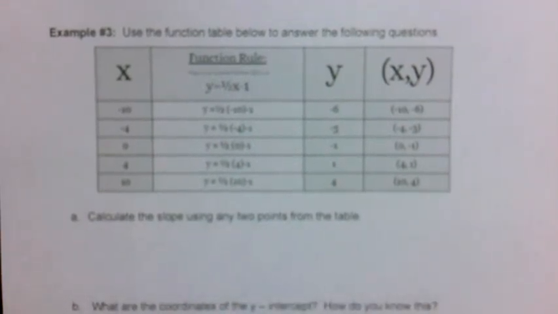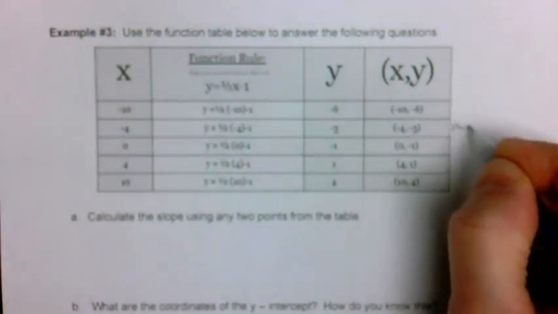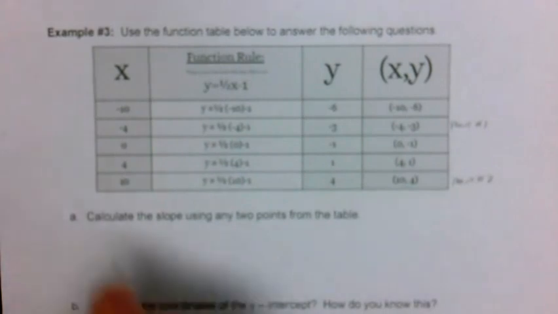Letter A says calculate the slope using any 2 points. So again, we can pick any 2. Let's use this one. This will be point number 1. And let's use this one. This will be point number 2. Again, I can use any 2 points, but those are the 2 that I'm going to go with.